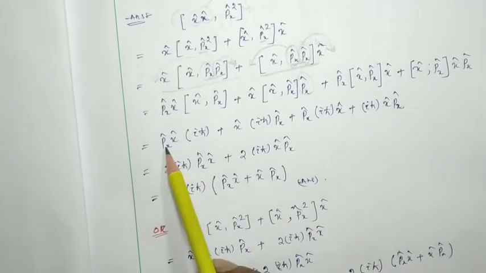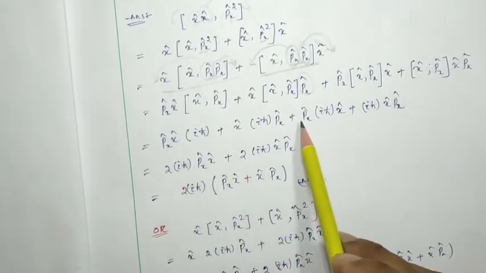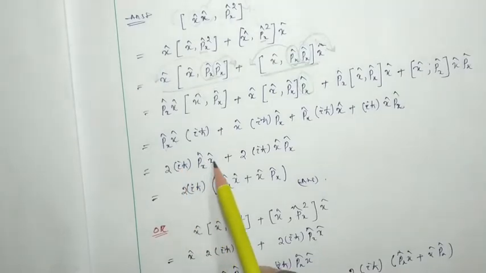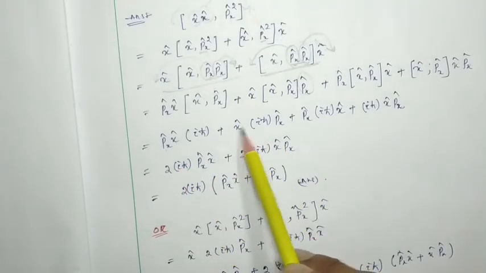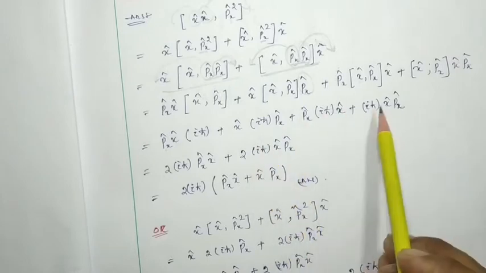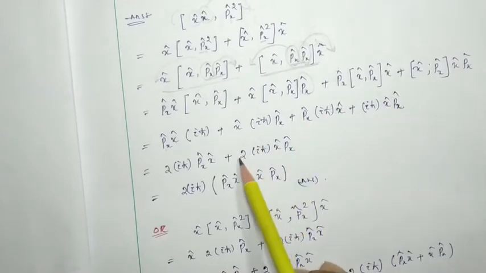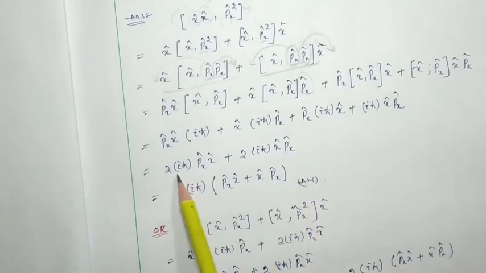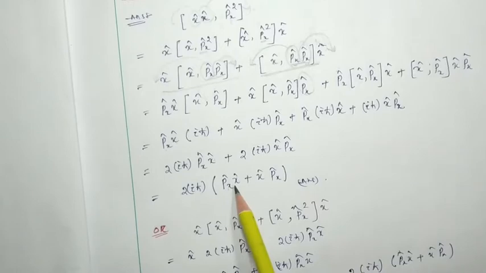Okay, so here pₓ x̂ x̂, here also pₓ x̂ x̂, so it will be 2iħ x̂ pₓ x̂, here x̂ pₓ x̂, here x̂ pₓ x̂, so 2 into iħ x̂ pₓ x̂. So the answer is 2iħ; I can take common, and it will be pₓ x̂ plus x̂ pₓ x̂.